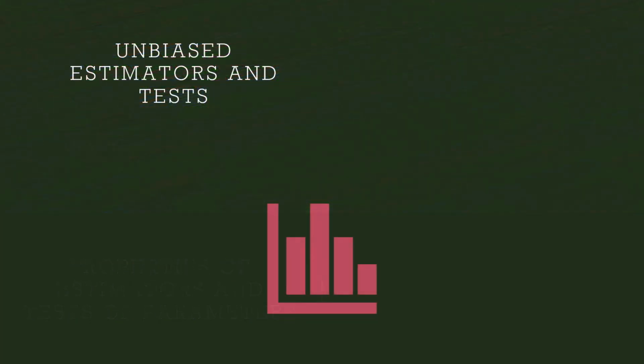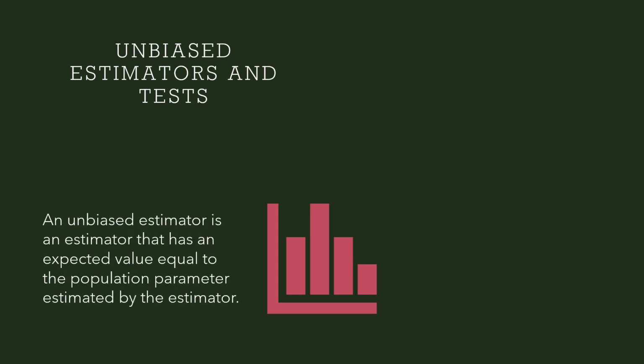One of the most important properties that we talk about when talking about both estimators and tests is whether they are unbiased. An unbiased estimator is an estimator that has an expected value equal to the population parameter estimated by that estimator. So if you are drawing samples from a population and you're calculating a statistic and using that statistic to estimate a population parameter, if you were to draw multiple samples and calculate that statistic each time, will the average of those statistics equal your population parameter?